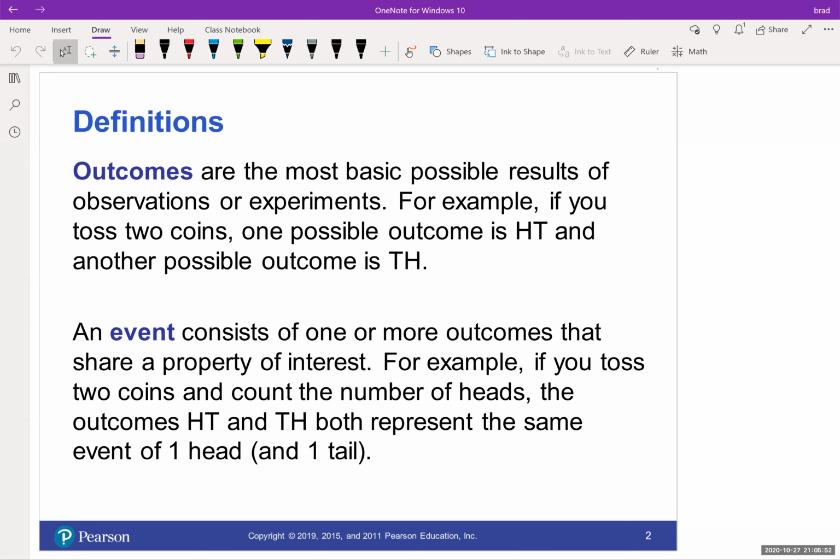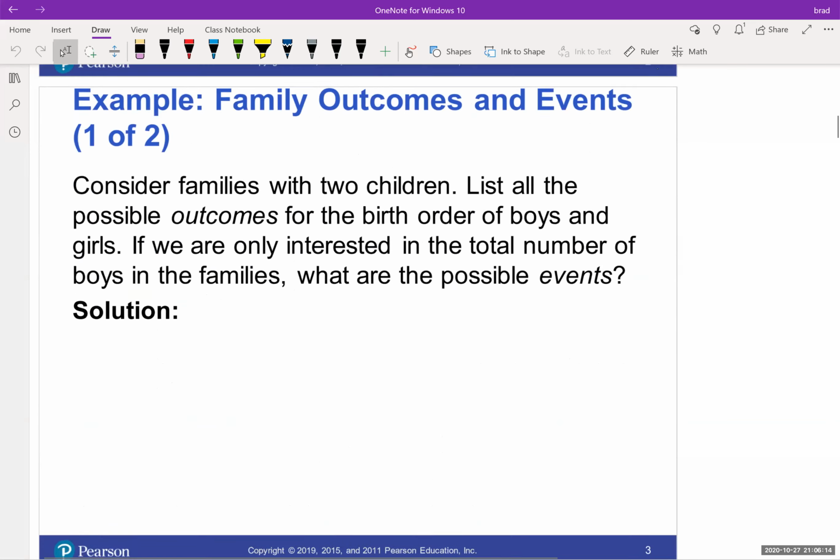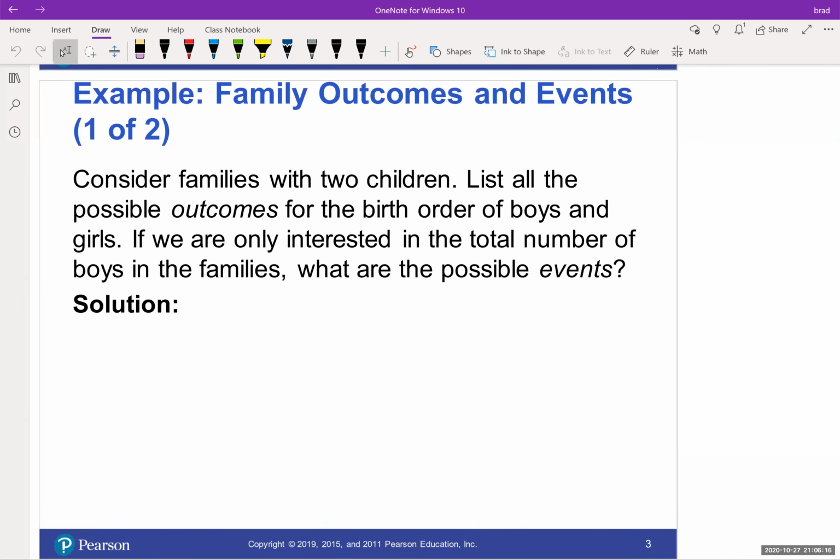Okay, so the event is almost like the experiment, the fact that we're tossing two coins, and the outcomes are more like what could happen. These are the different scenarios that could happen. So hopefully that makes it clear what the difference between event and outcomes is.